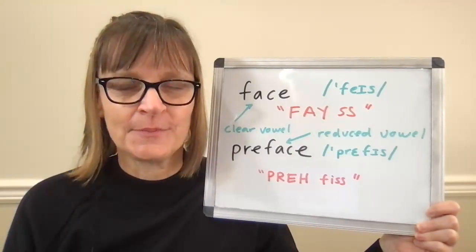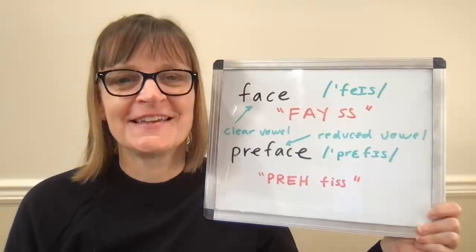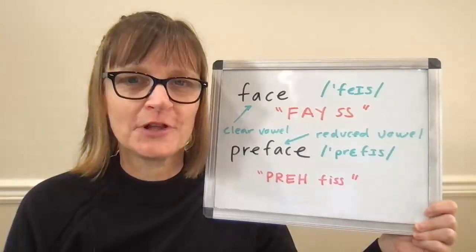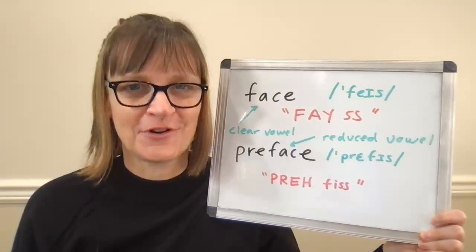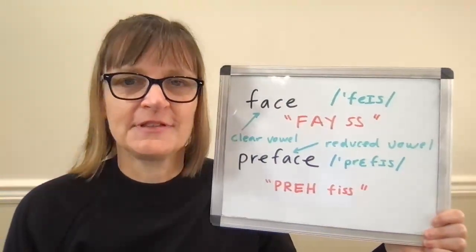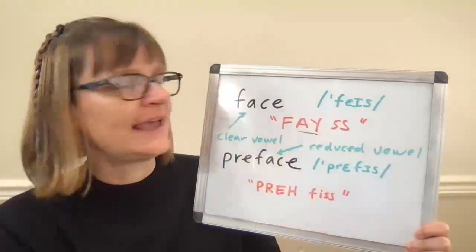In this video, we'll look at the words face and preface, and we'll talk about the difference in the vowel sounds in these words. So we'll learn a little bit about clear and reduced vowels and how to correctly pronounce these two words. So looking at the word face, this word has the clear vowel, and it sounds like A.